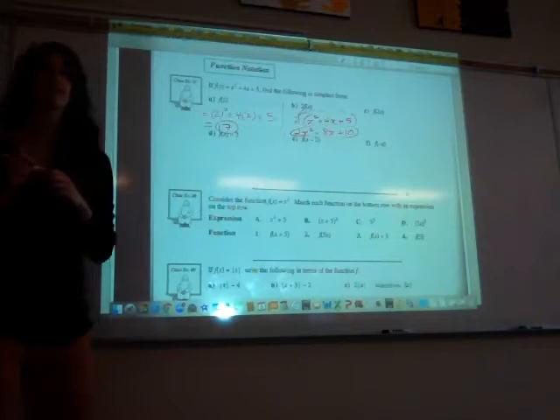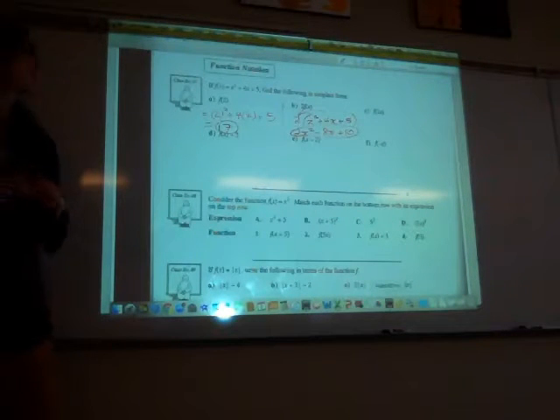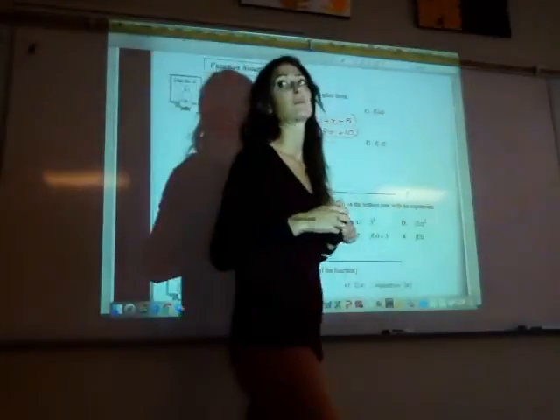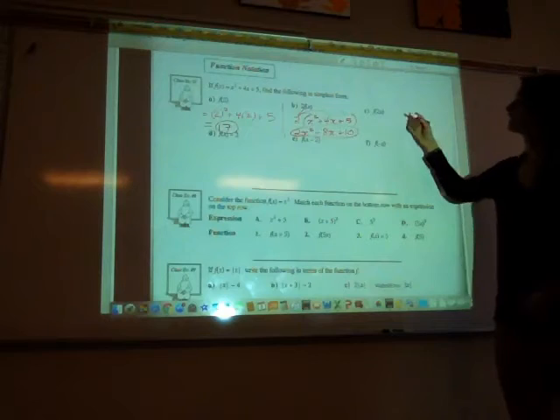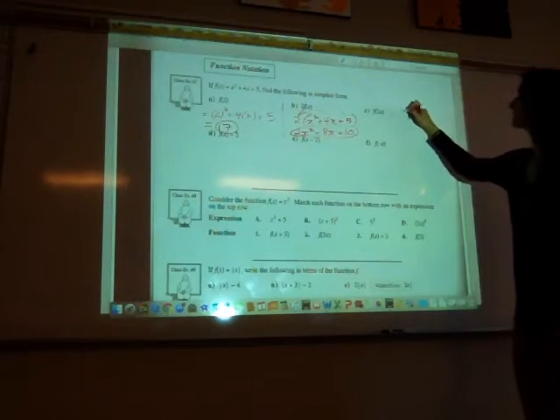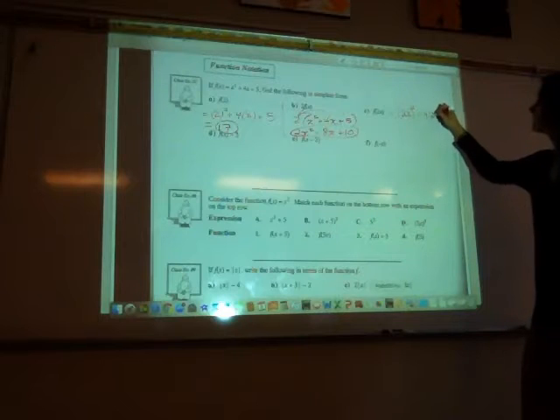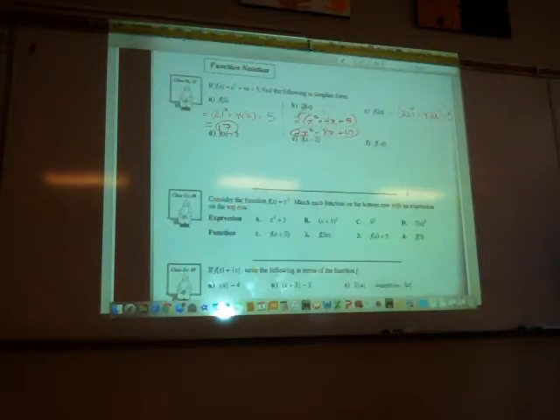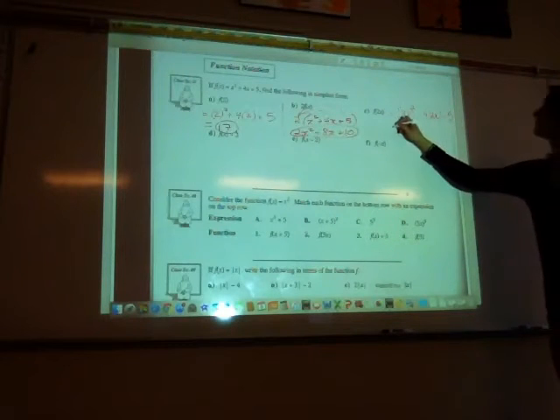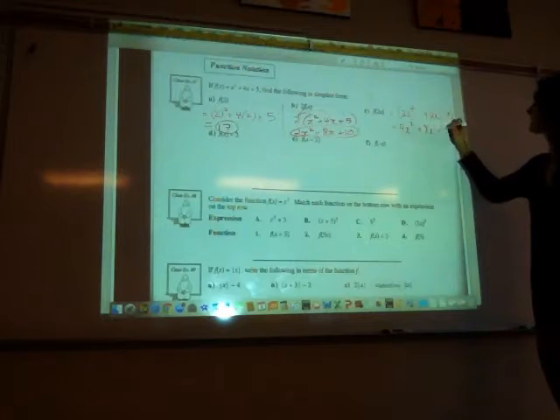How are we doing so far? Any questions? No? Okay, next one. What is x replaced by? Yeah, 2x. Okay, so we're just going to sub every x with a 2x. And then we have to evaluate. So we got 4x squared plus 8x plus 5.